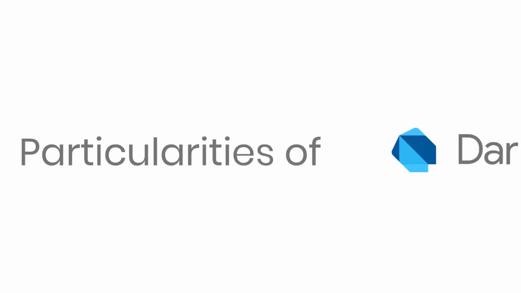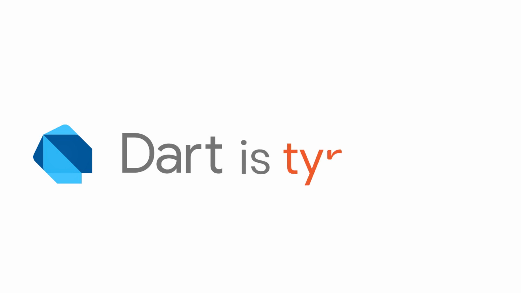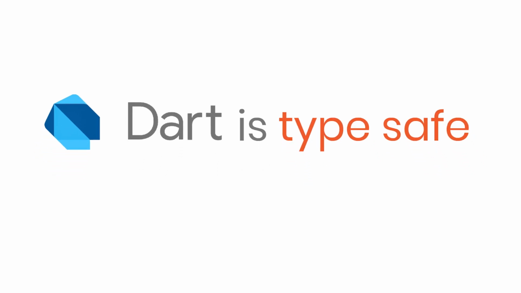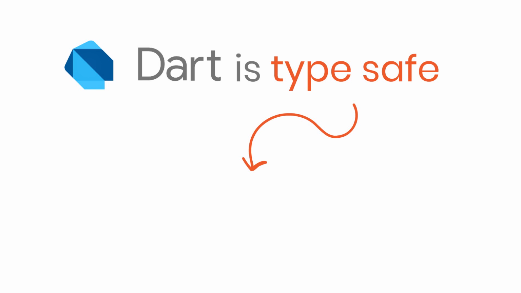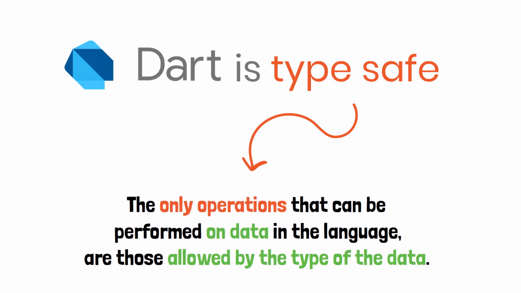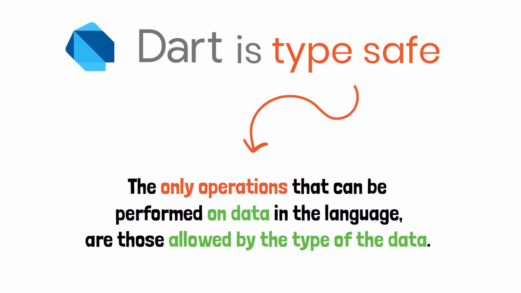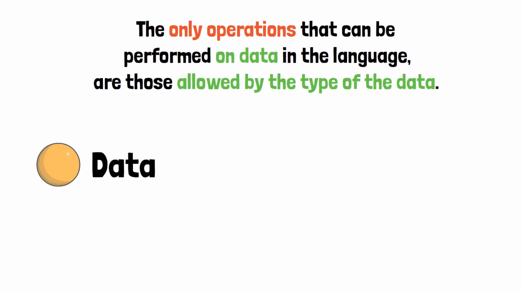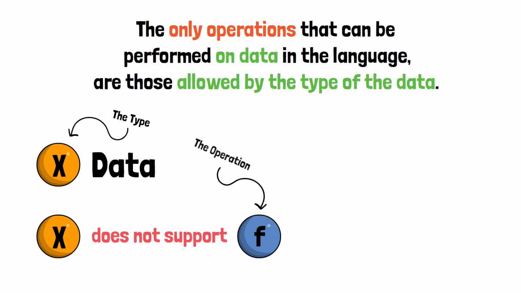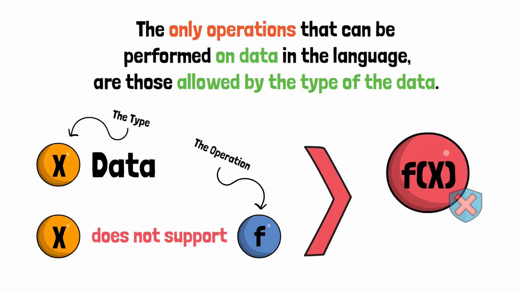Now, it's time for us to talk about some of the particularities of Dart language. Let's start with the beginning. Dart is a type-safe language. In short, this means that the only operations that can be performed on data in the language are those allowed by the type of the data. If your data is of type X and type X doesn't support operation F, then the language won't allow you to execute F of X.